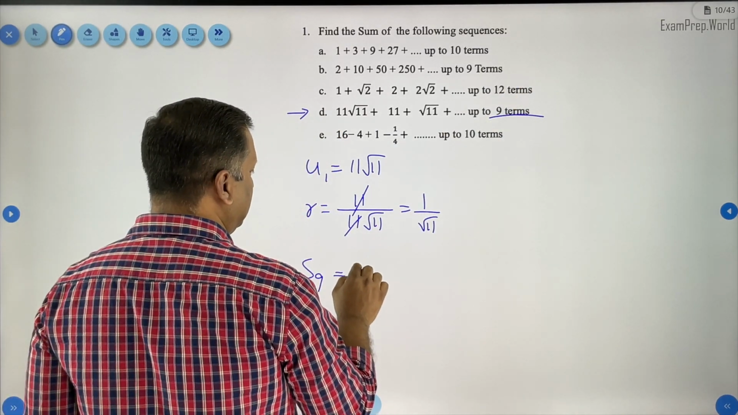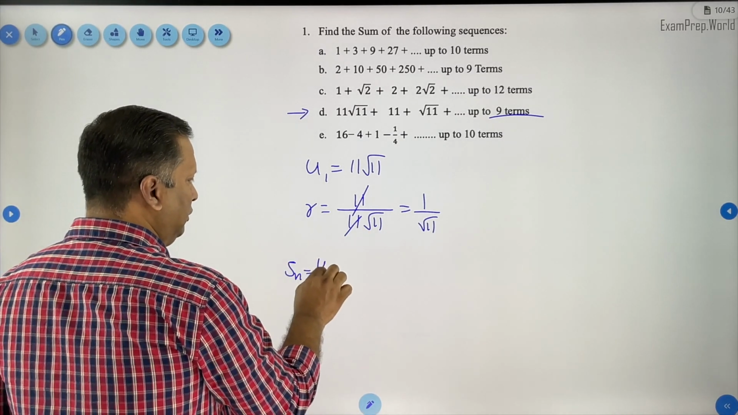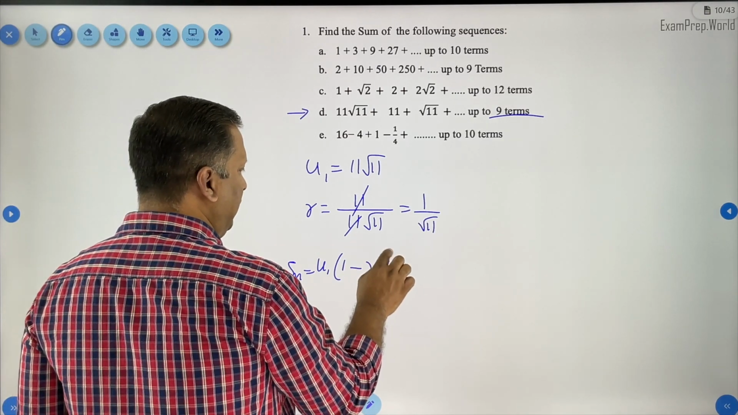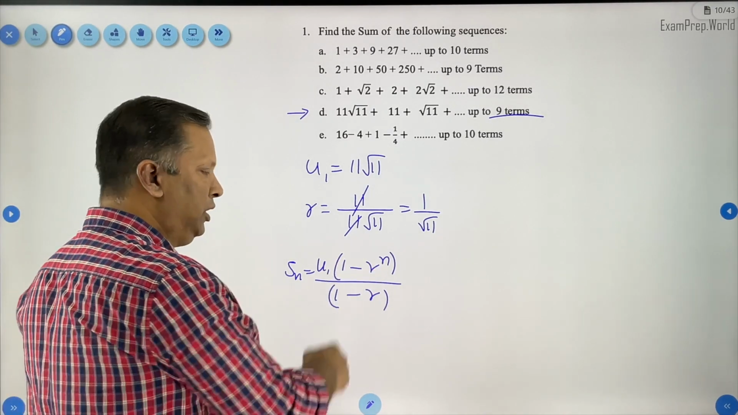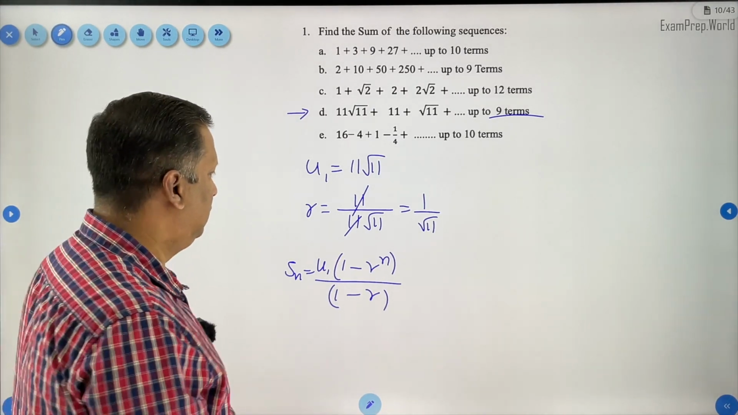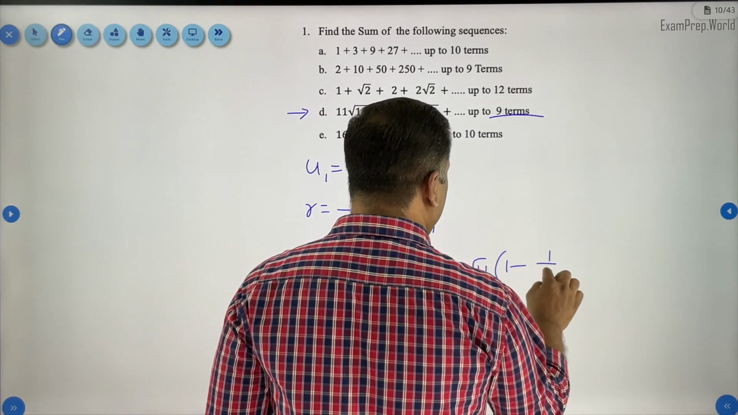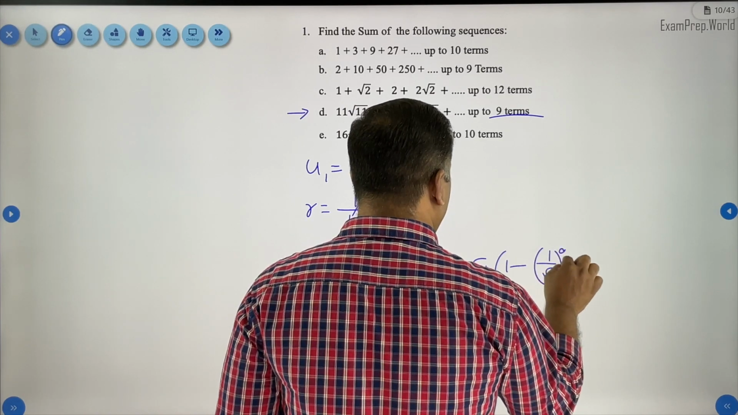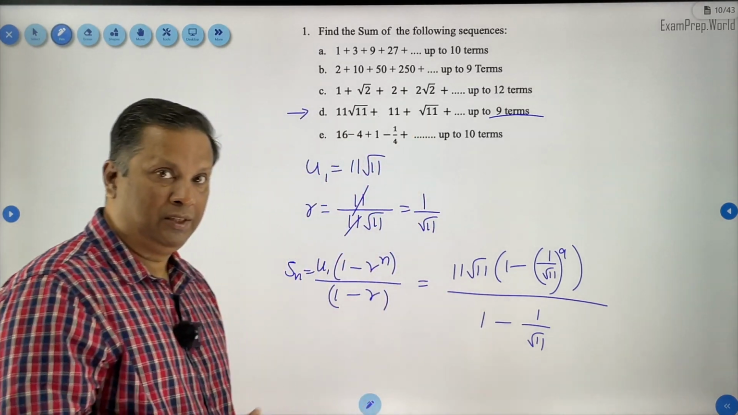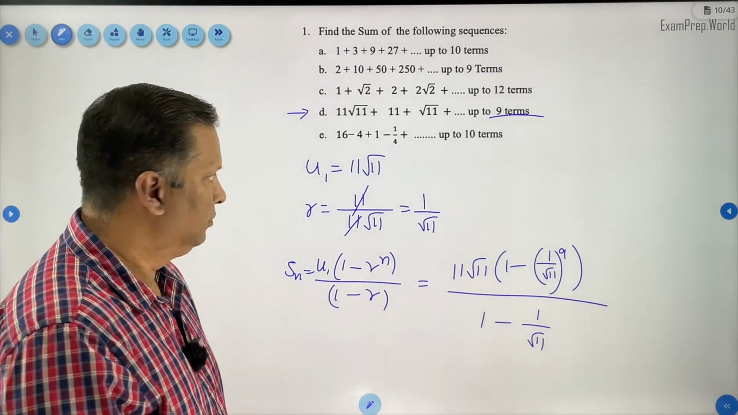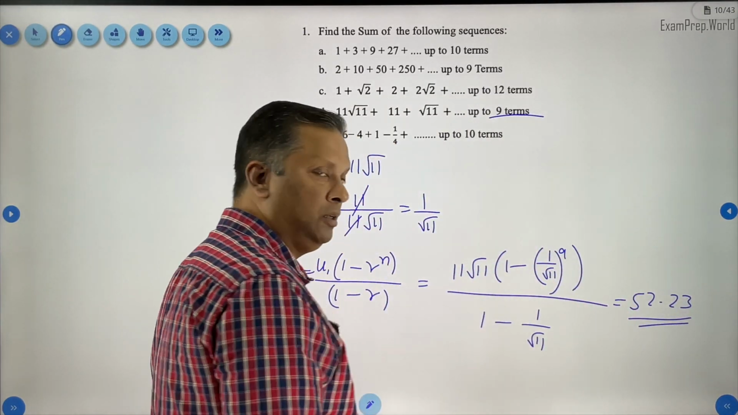S9 will be U1. This time I will write the formula once again. Sn is U1 times 1 minus R to power n, divided by 1 minus R. This time 1 comes in front, R goes to the next side. Let's implement: 11 root 11 times 1 minus (1 by root 11) whole to power 9, divided by 1 minus 1 by root 11. Now pick up your calculators and do this. I got 52.23. That should be your answer.